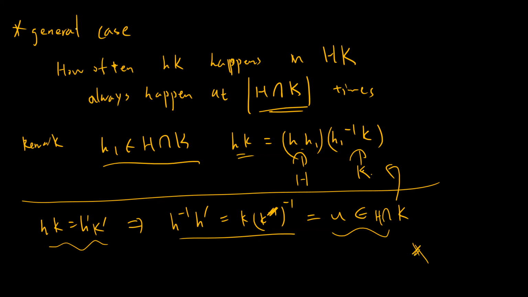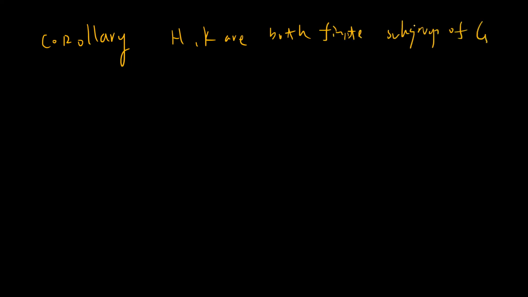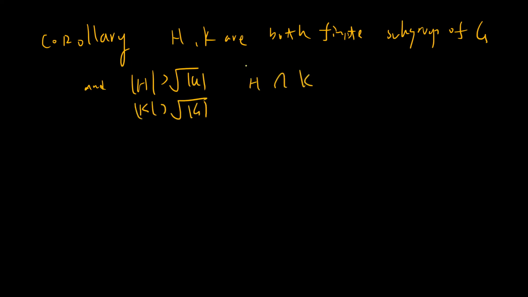Okay, so let's talk about the corollary. The corollary is that if H and K are both finite subgroups of G, and the order of H is larger than square root of |G|, and the order of K is larger than square root of |G|, then their intersection cannot be identity, or cannot be one.